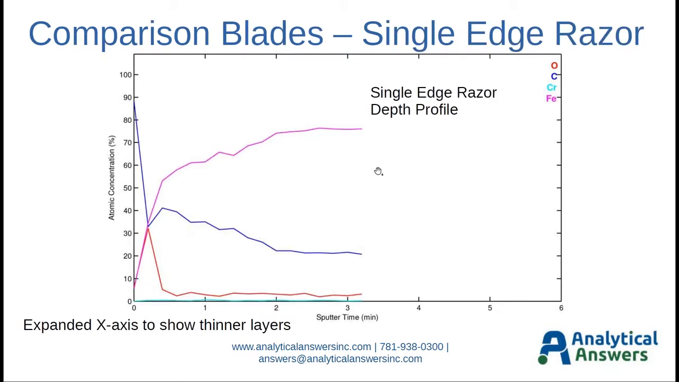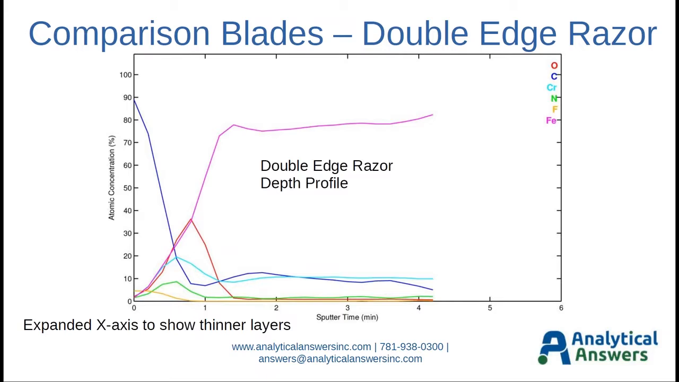Again, now let's look at the single-edged razor. The scale is expanded here because the layers are so thin, so the x-axis only goes out to 6 minutes here. These are not even stainless steel. We don't see any chromium whatever in the substrate, and so there's no passivation layer. We go straight into a carbon steel, so we see iron and carbon, and there is just a little surface oxide, as would happen with any metal exposed to atmosphere, but there definitely isn't any coating of any kind on this carbon steel single-edged razor.